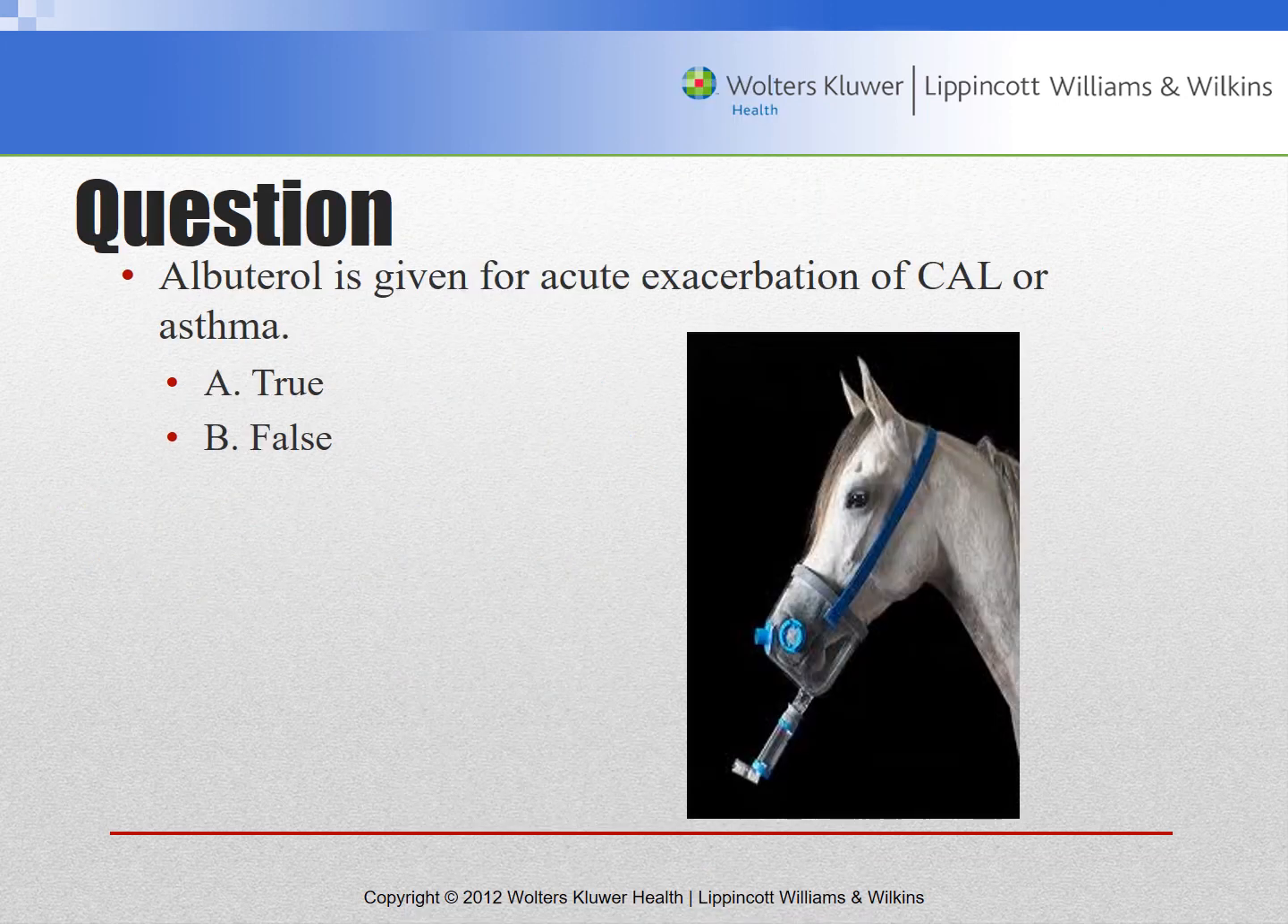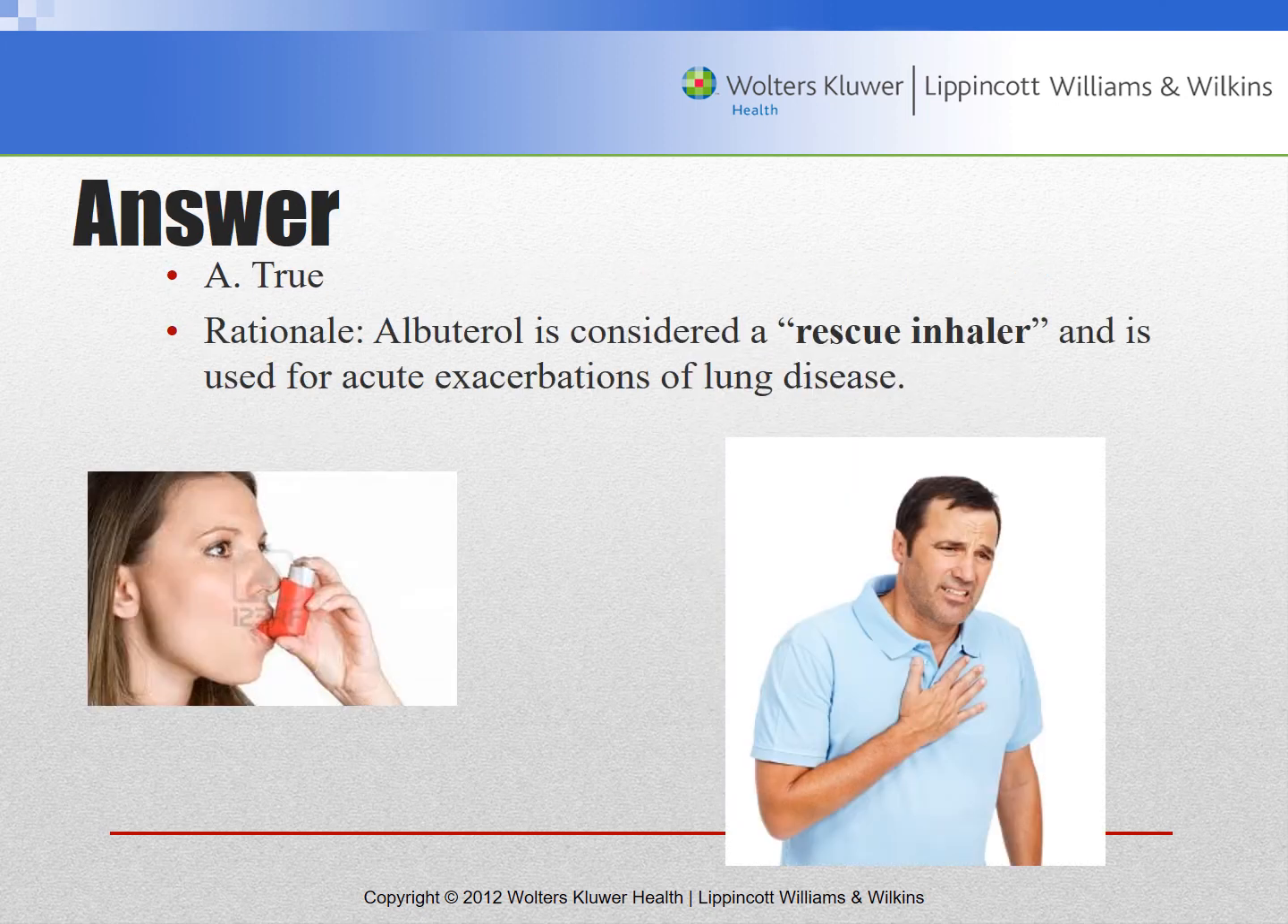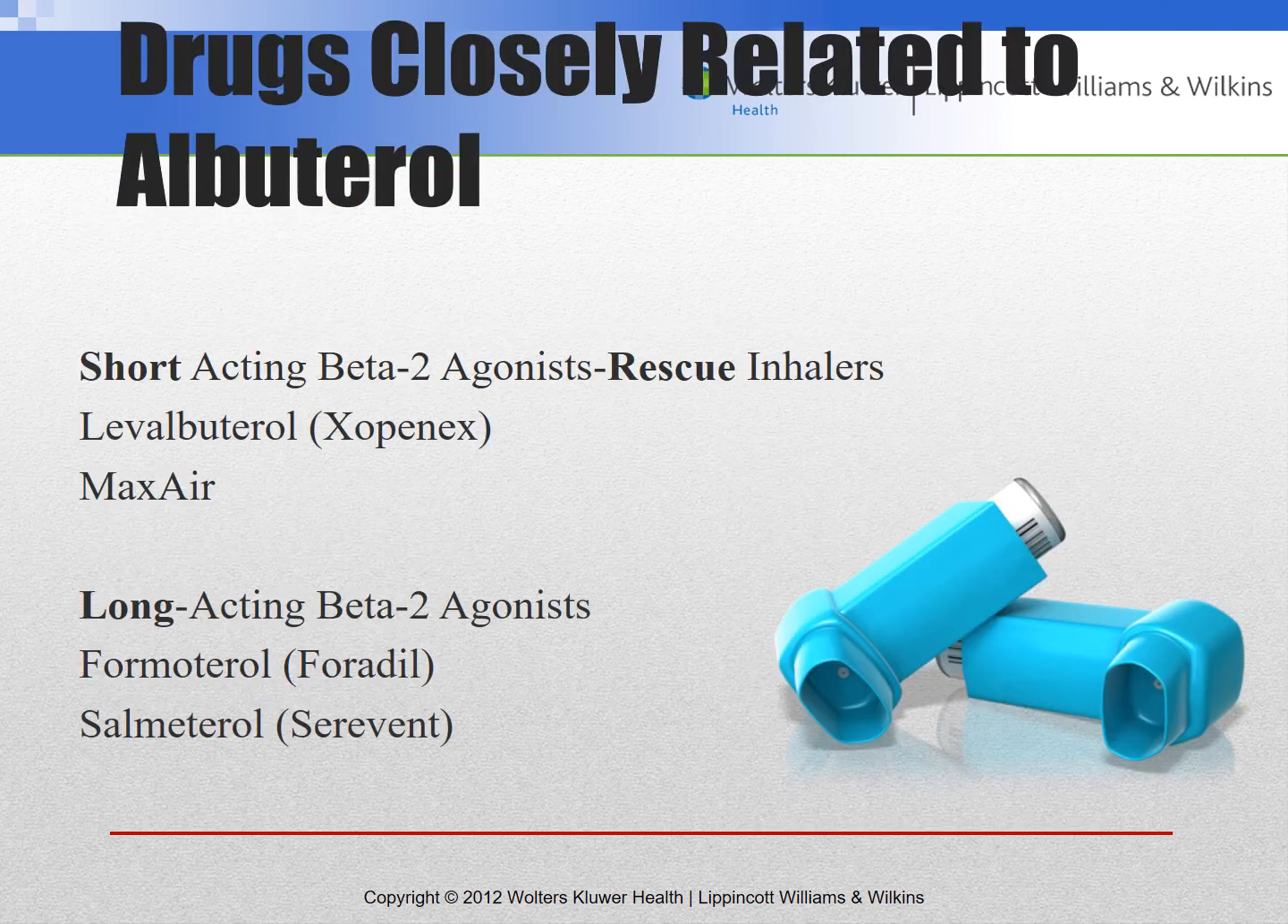Albuterol is given for acute exacerbation of CAL or asthma. That is true. It is considered a rescue inhaler and is used for acute exacerbations of lung disease. And in talking about that, we have what we call short-acting beta-2 agonists, such as albuterol. And then there's also Xopenex as well as Maxair that fall into that category.